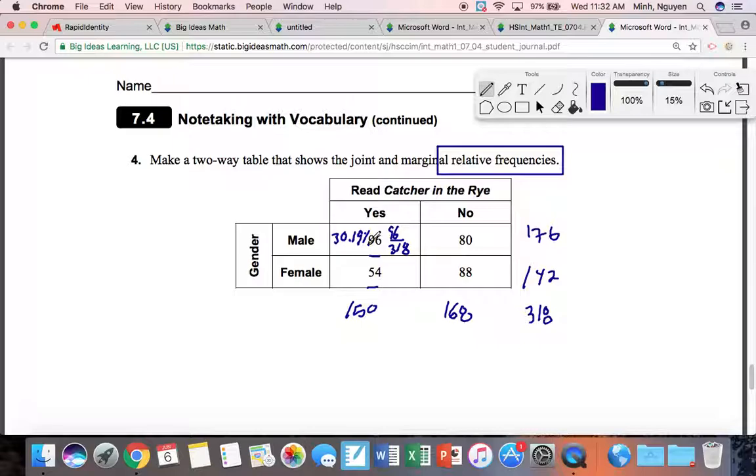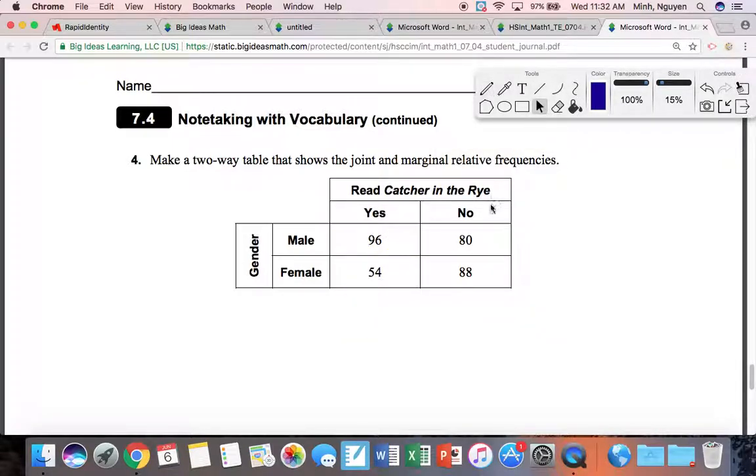So again, you'll just do that for all these frequencies. Divide by 318 and find the percent or the decimal. Doesn't matter. Okay, moving on.